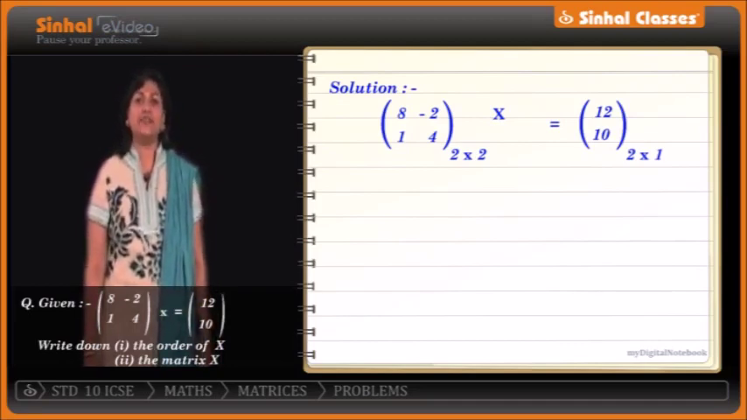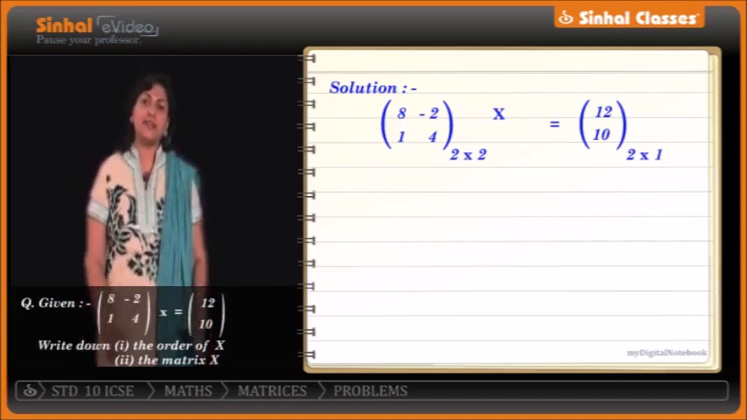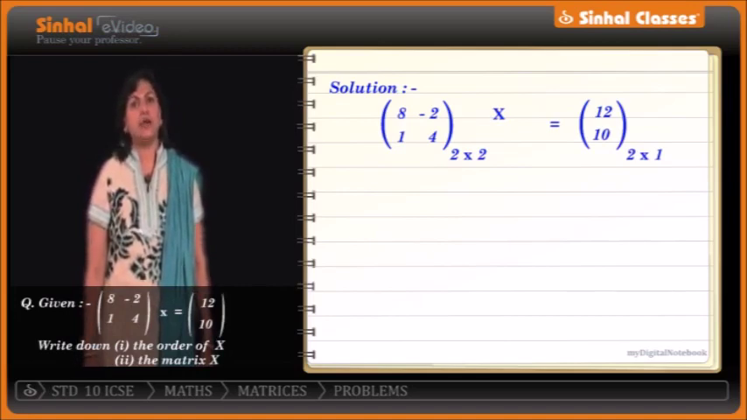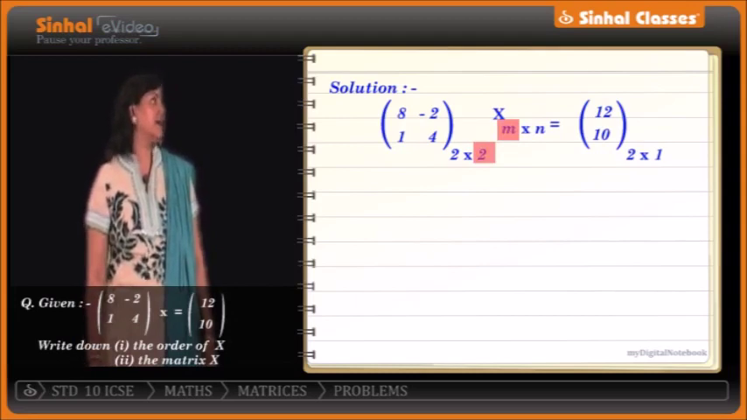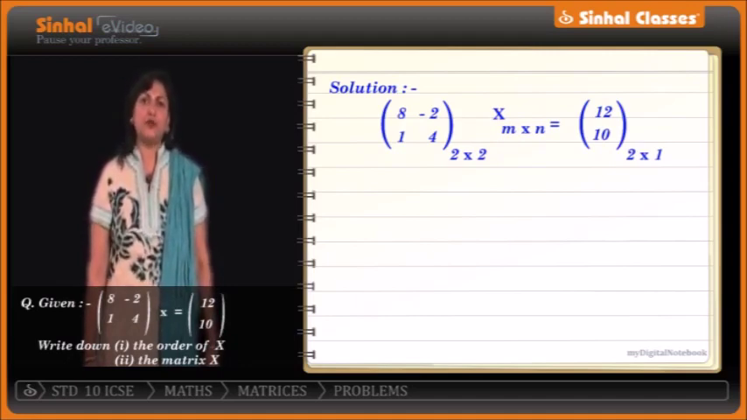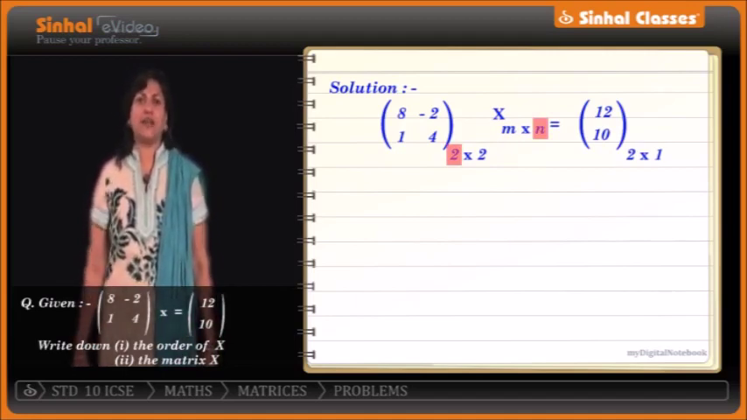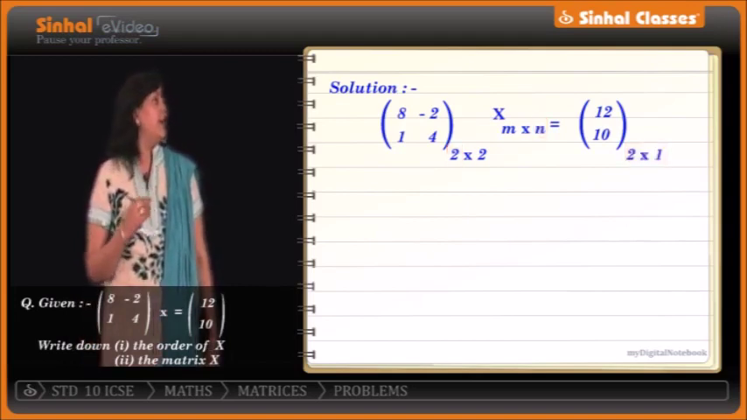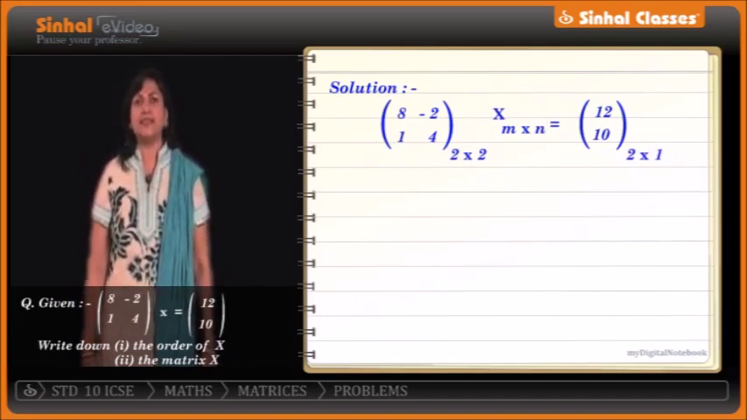Now we remember that when can we multiply two matrices? If the number of columns of the first matrix is equal to the number of rows of the second matrix. So let us take the order of X as m into n. Now, m should be equal to the number of columns of the first matrix, which is 2 in our case, and we know that the order of the product matrix is obtained as number of rows of the first matrix into number of columns of the second matrix. We have the order of the product matrix as 2 by 1. So, n should be equal to 1. That is, the order of the matrix X is 2 by 1.